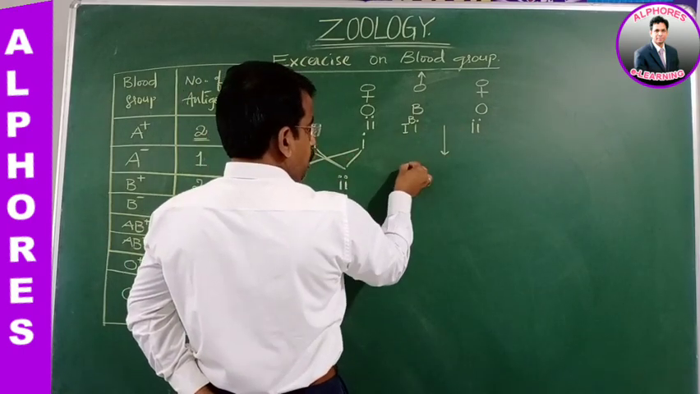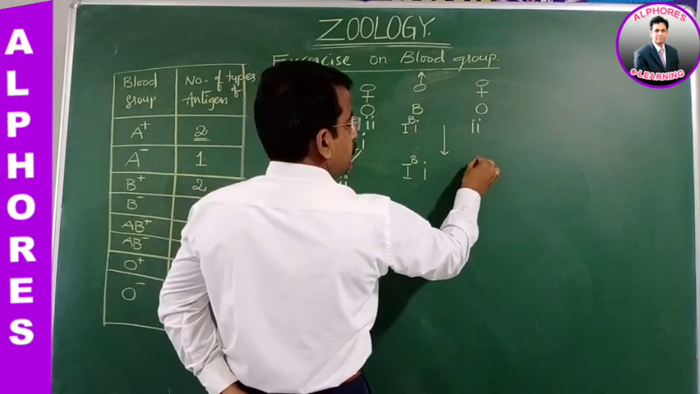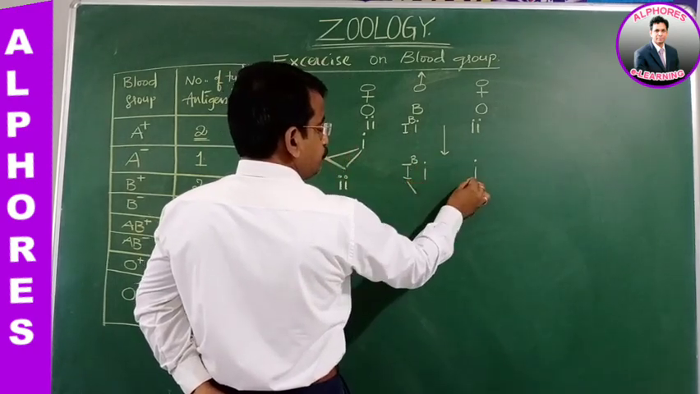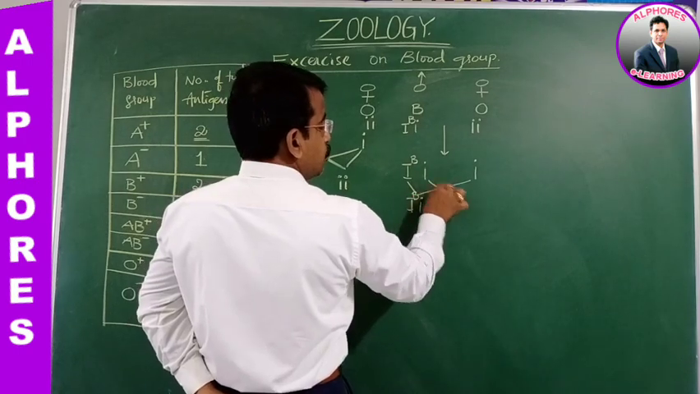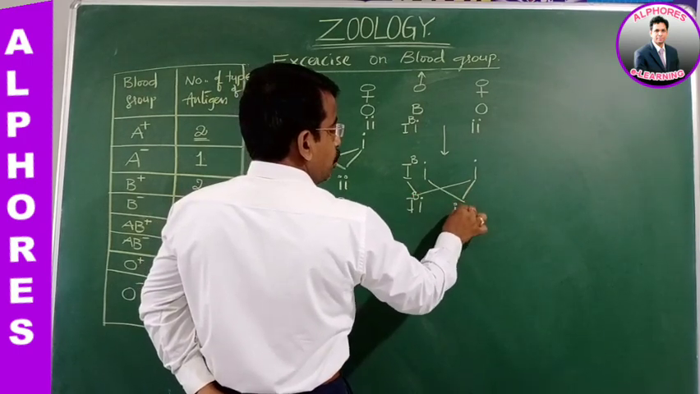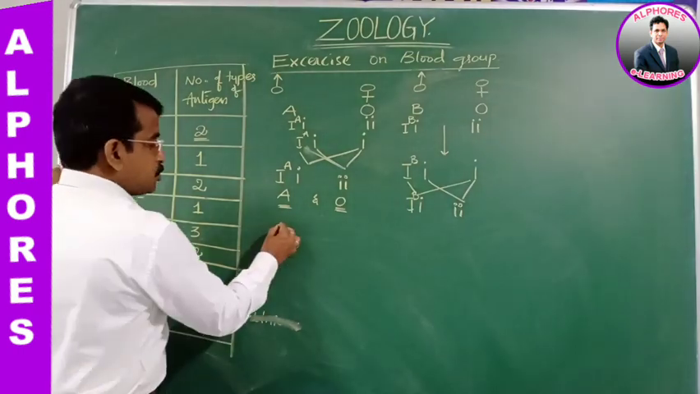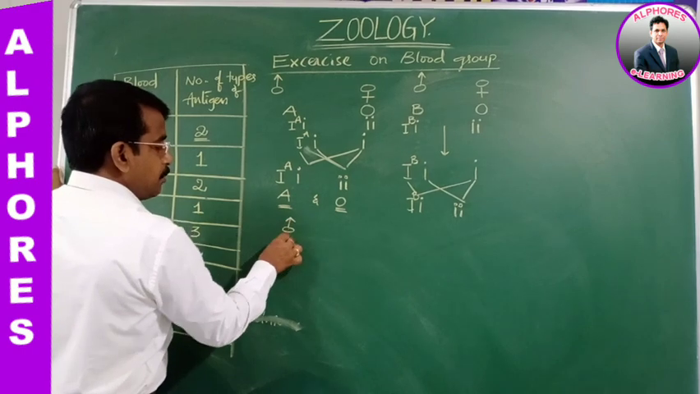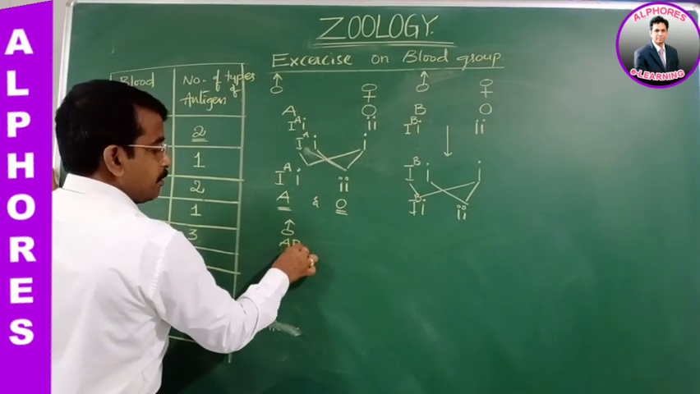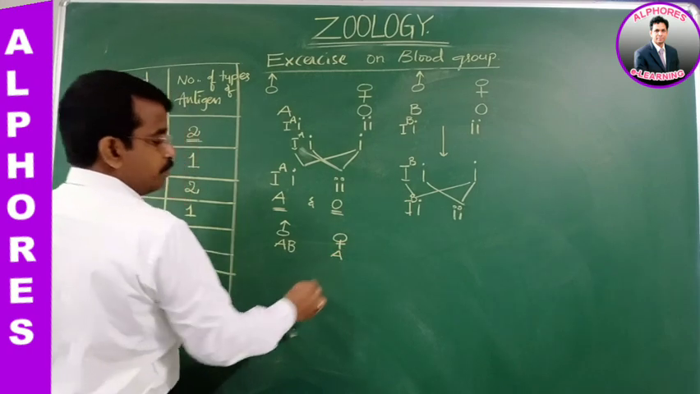So, IB, IO, or IO. So, it results in IB, IO and IO. Right? Next, let's see the father is with the AB blood group and mother is A blood group.